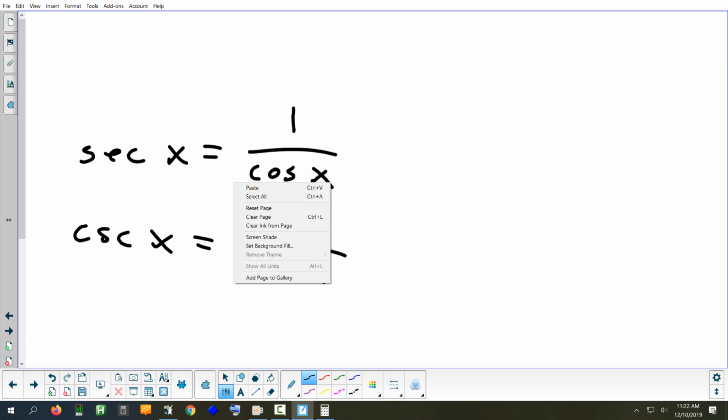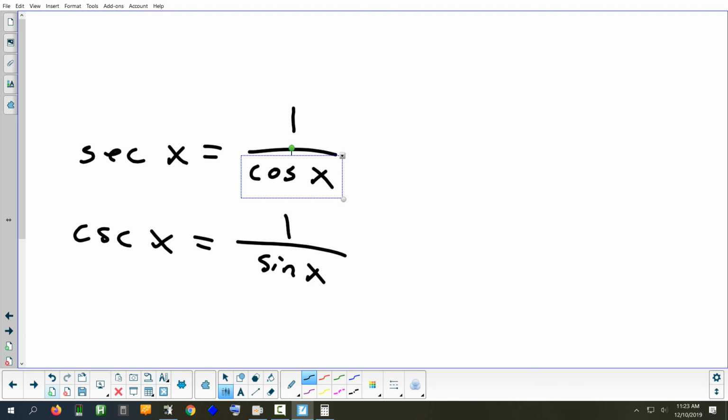Is cosine 0 at some point in the cycle? Yep. How about sine? Yes. So then secant and cosecant will have asymptotes. Secant will have asymptotes everywhere cosine is 0. Right? So if I think in my head, it's pi over 2, 3 pi over 2. Cosecant will have asymptotes where sine is 0. That's 0, pi, 2 pi, 3 pi, 4 pi.